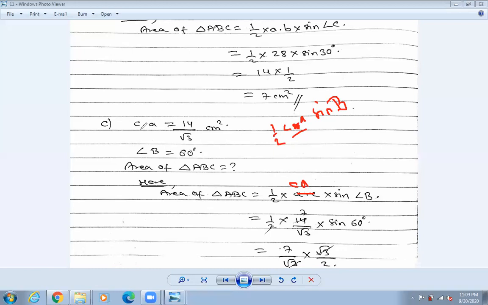So what is not there? C and A are there. B is not there. That means capital B, like sin B. So half into, what is the value of CA? The value of CA is 14√3. So it will be 14√3 into sin, and what is the value of B? It is 60 degree. Sin B means sin 60 degree, because angle B is 60 degrees. Then let me go a little down.